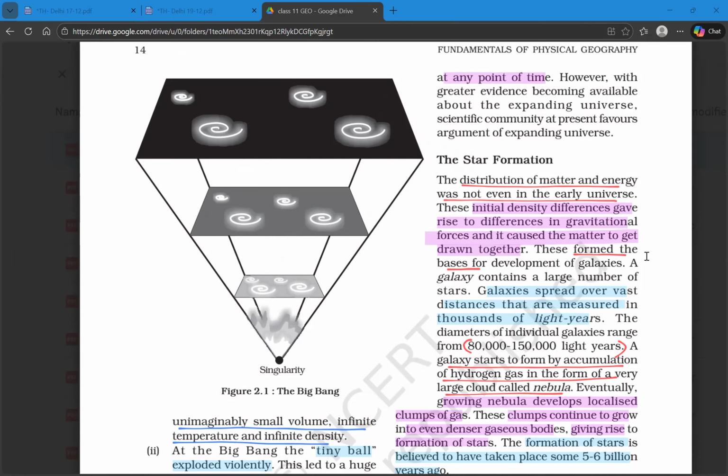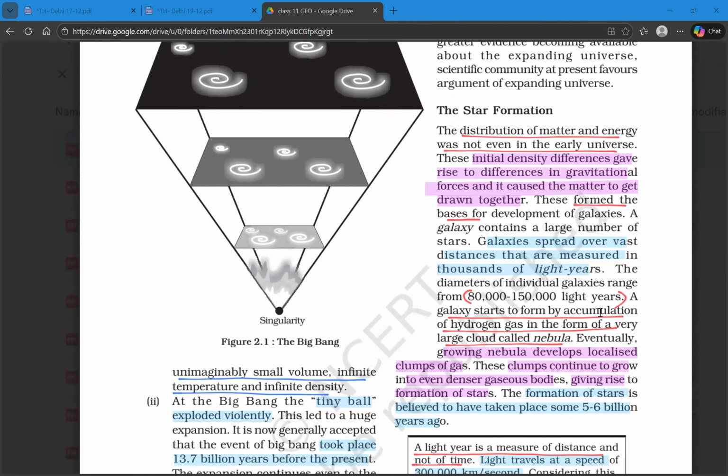So what was the basis for development of galaxies? In the universe, the distribution of matter and energy was uneven. So these density differences gave rise to differences in gravitational forces, and it also caused the matter to get drawn together. A galaxy contains a large number of stars. Galaxies spread over vast distances that are measured in light years.